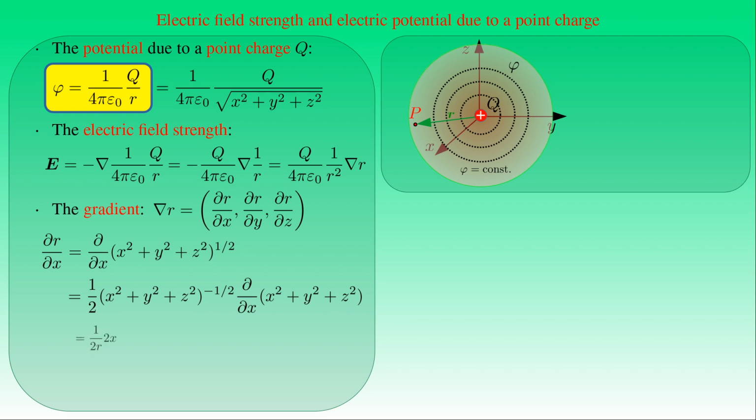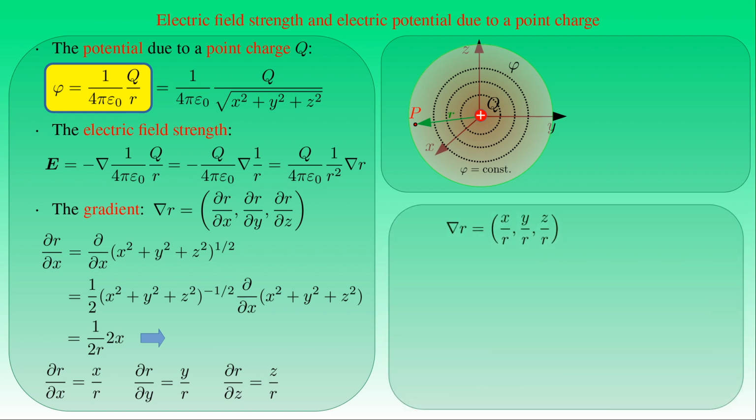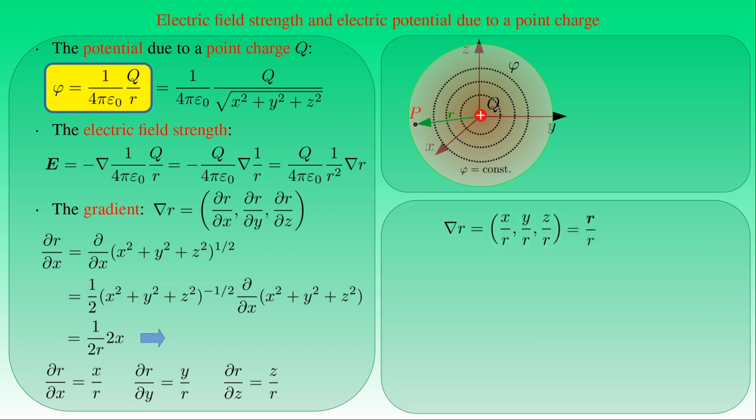Here the first factor is simply 1 over r, and the derivative is equal to 2 times x. As a result, the x component of nabla r is equal to x over r. Similarly, the y and z components of the gradient are given by y over r, and z over r. By inserting this result into nabla r, we can see that the gradient is equal to the position vector r pointing from the point charge q to the point P divided by its length, which is the unit vector er pointing in the same direction.